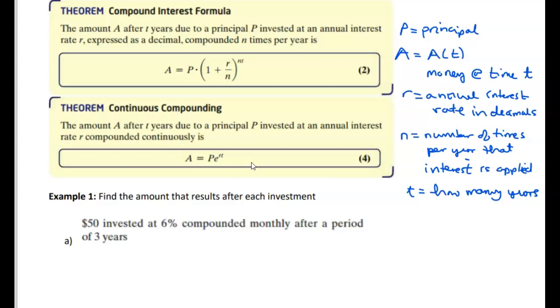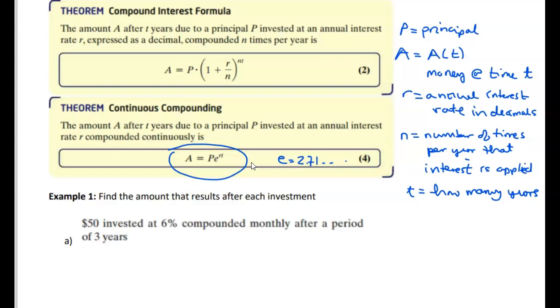Now the second formula, continuous compounding, is when the interest is applied continuously. Basically every second, every millisecond. So the formula is this: the amount in the account, or that you owe on the loan, at any time T is equal to the principal, which is the original amount that you invested or borrowed, times e to the RT. The base e is that number 2.71 and so on that you find in your calculator, R is the interest rate in decimals, and T is the amount of time in years.